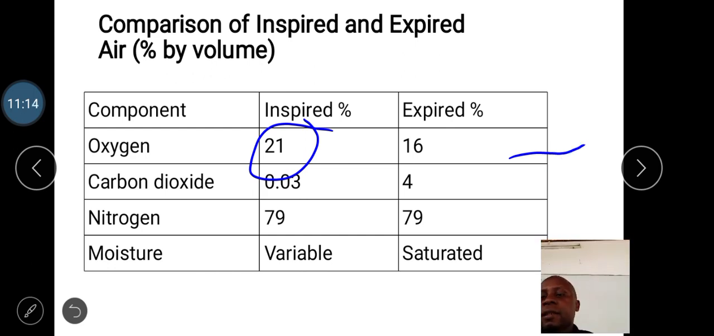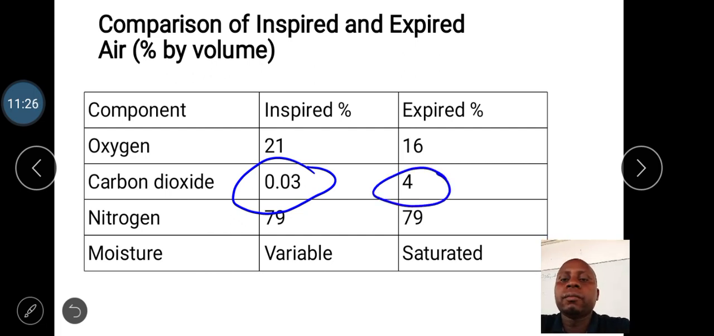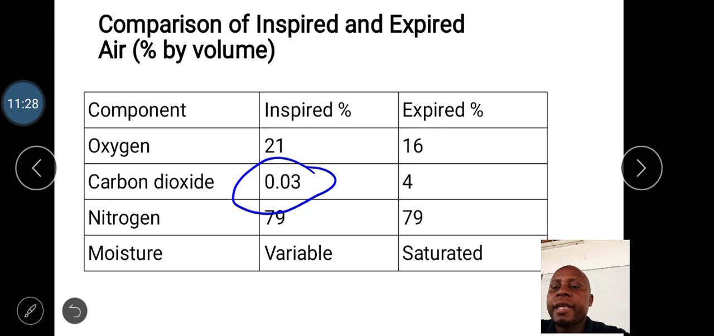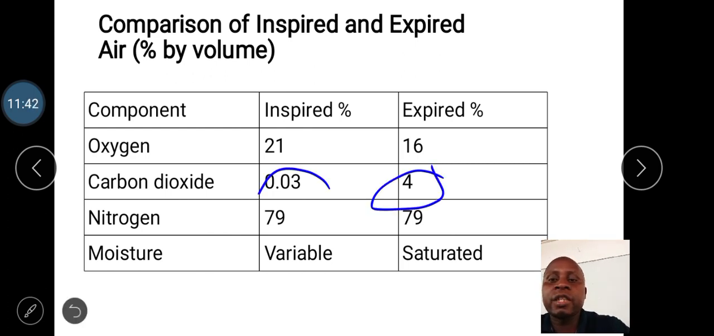On the other hand, the concentration of carbon dioxide in inhaled air is 0.03%. But when the air is from the lungs, the concentration of carbon dioxide is 4%. Why do you think that is the case? This is because the air from the lungs contains a lot of carbon dioxide from the body. That's why its percentage is higher than the carbon dioxide that was initially in the air.